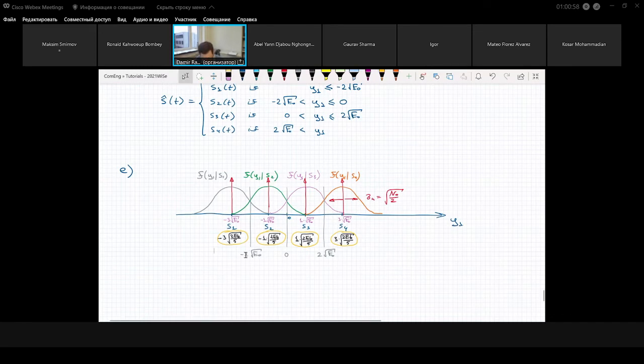So let's go further, and we come to question F. We need to specify the integral expression of the symbol error rate as a function of d-min. As a function of d-min. And actually, it simply means that we just need to take specific.